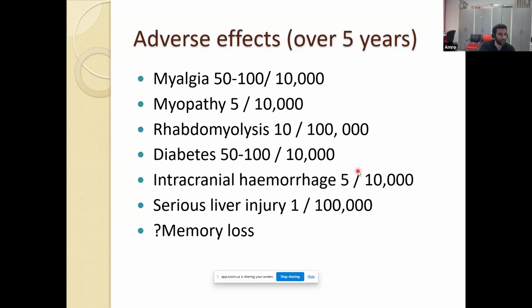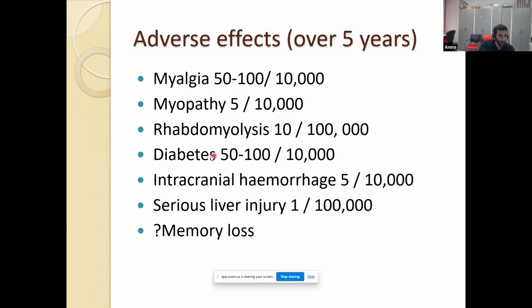But in reality, from the trial data, only 50 to 100 per 10,000 patients over 5 years develop any myalgia. Myopathy, defined as muscle weakness with an elevated creatinine kinase, was 5 in 10,000, with an even smaller risk of rhabdomyolysis, 10 per 100,000.